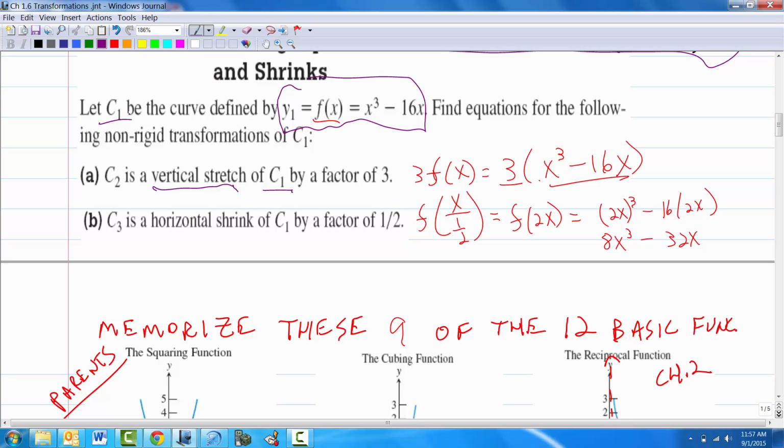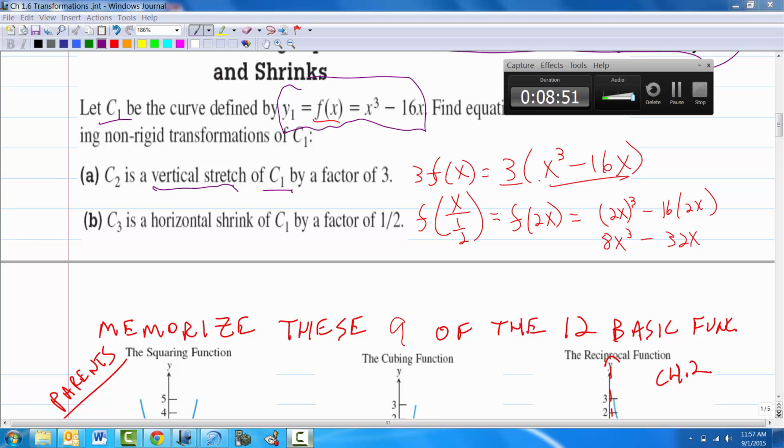Whereas a horizontal shrink by a factor of 1/2, this is the math that you do. F of x over 1/2. And of course, everyone knows x over 1/2 is the same thing as 2x, I hope. And then what you actually do is plug in 2x wherever there's an x. And then cube it. And then lo and behold, x cubed now has a what in front of it? Now what's in front of x cubed? An 8, which actually represents a vertical stretch. So horizontal shrink turned into a vertical stretch when you look at it that way. Little different, but that's what's going on there. And I'll pause that for a second.